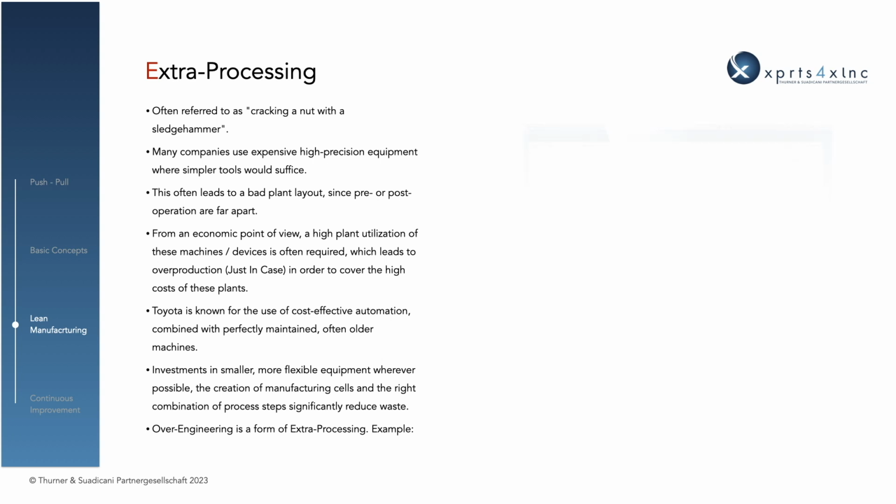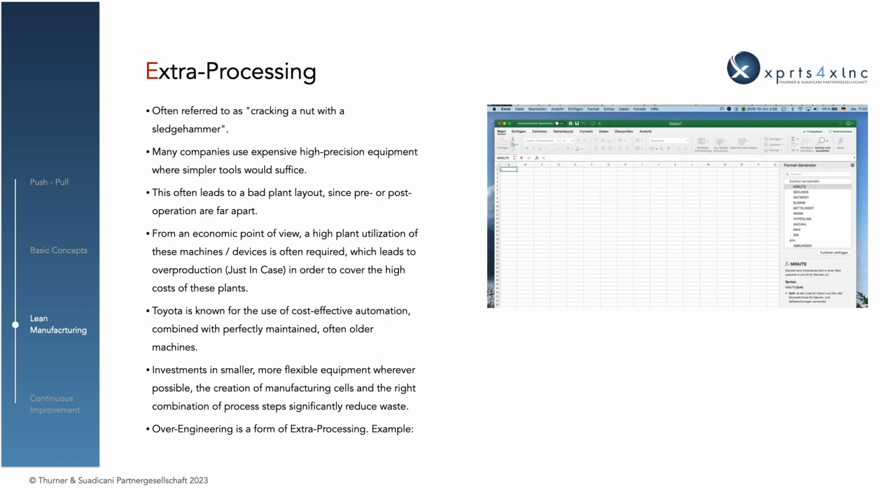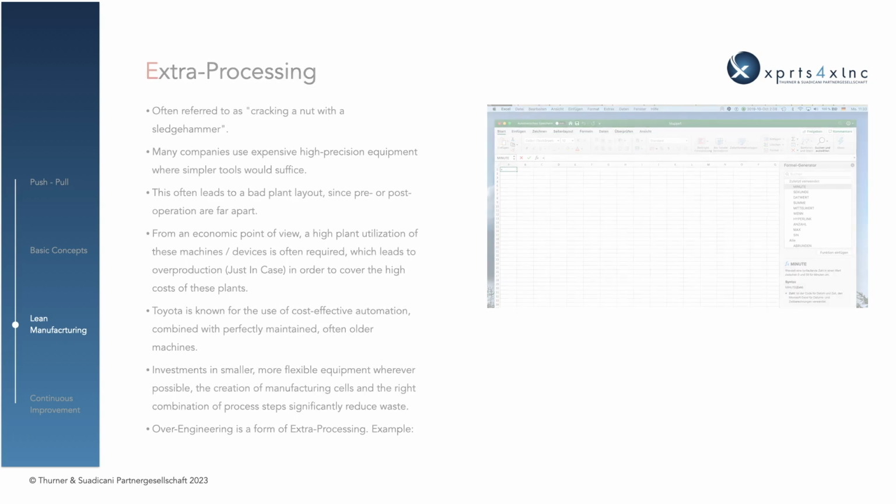Here is an example that you definitely know. Microsoft Excel comes with a large number of built-in functions, of which the average user uses only a very small percentage. All other functions have to be purchased even though they are not needed. The same is true for other Microsoft products such as Word or PowerPoint. This is extra processing and a form of muda, because it doesn't create value.